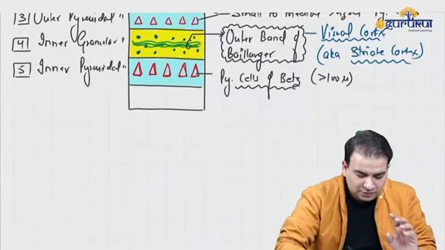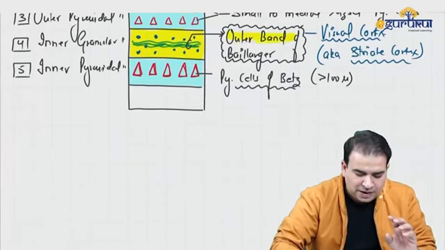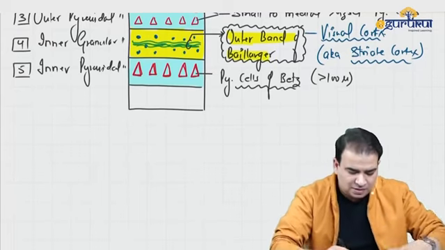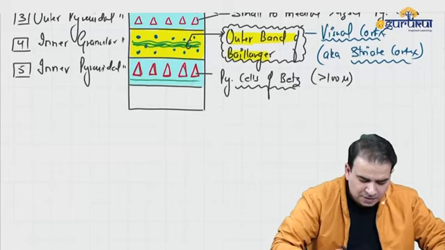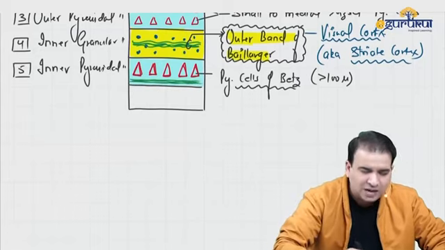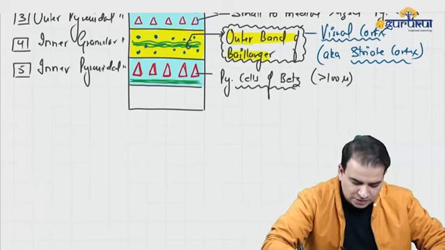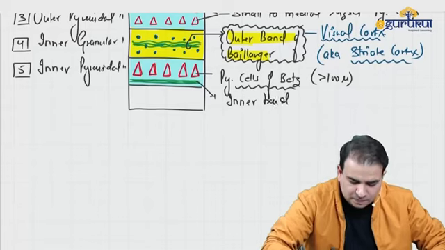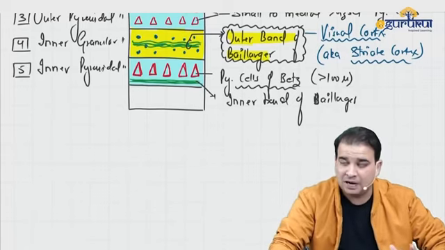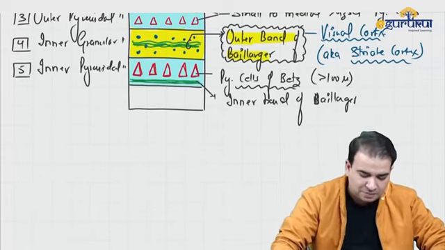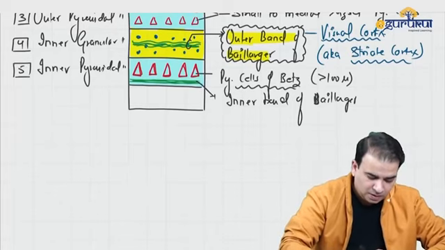The reason for calling that layer above the outer band of Baillarger is that we have a very faint running fiber in this layer also, in the basal part of this layer actually, and that is the inner band of Baillarger, which is not as conspicuous as the outer band. So this is the inner band of Baillarger, which is present in the inner pyramidal layer. Inner pyramidal layer has the inner band of Baillarger.